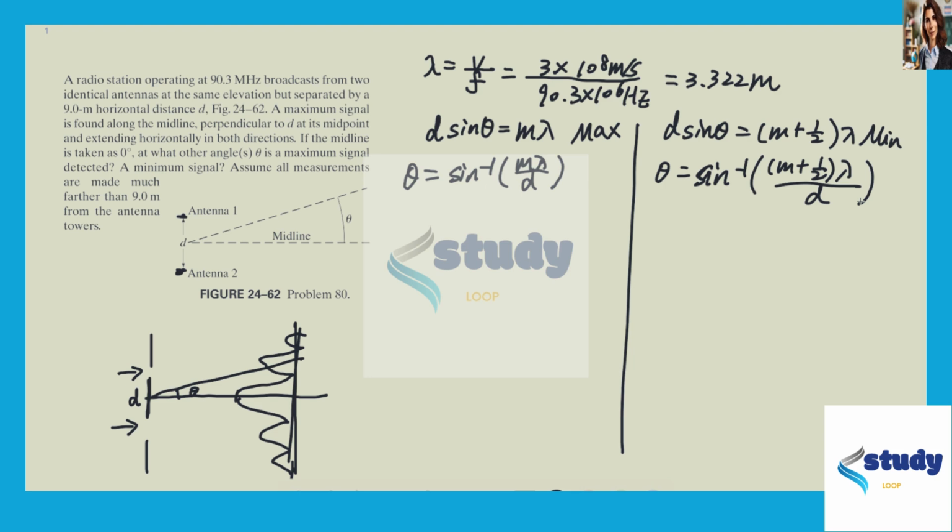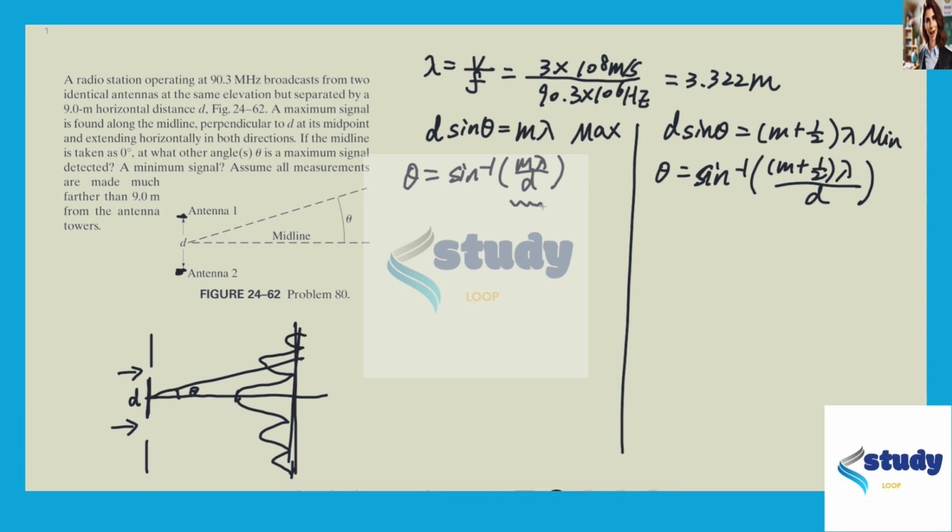Let's now try out what the question asks us: what are the other angles at which a maximum or a minimum can be detected? It does not tell us how many values we want to find, but we know that because sine theta is at most 1, the value m lambda over d must be smaller than 1. If eventually m gets so large that this value exceeds 1, there will be no solutions. So there are a limited number of solutions we can find.